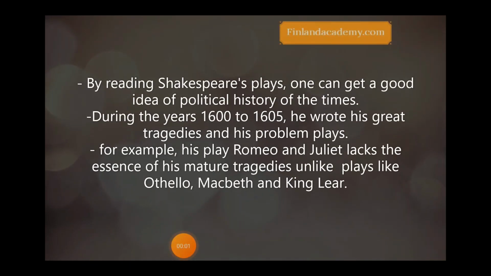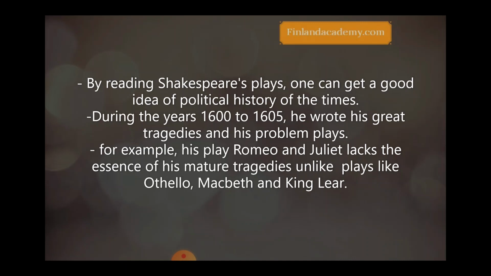Also, by reading Shakespeare's histories, one can get a fairly good idea of political history from the time of composition of the Canterbury Tales to the reign of Henry VIII. For example, if you look at his play Richard II, which traces the replacement of King Richard by Henry Bolingbroke.